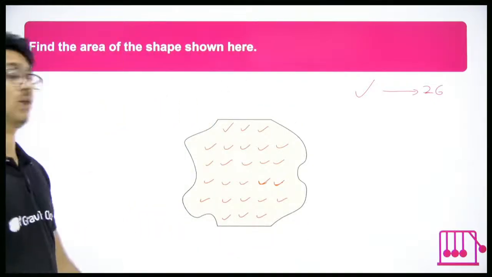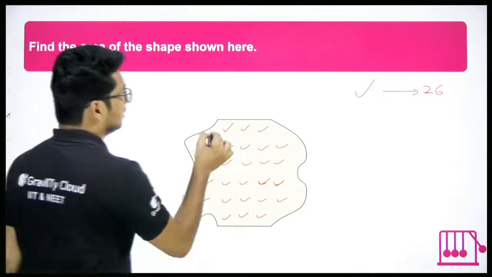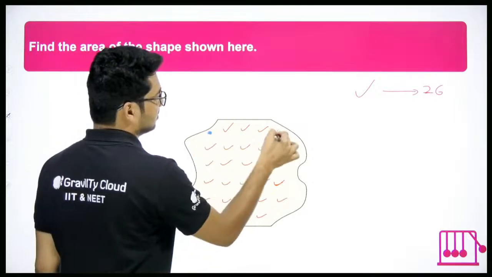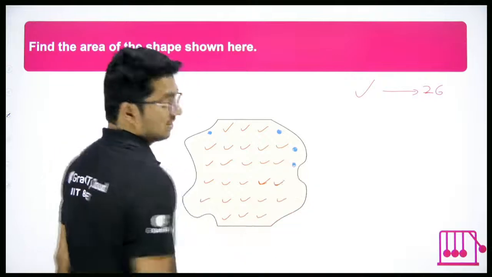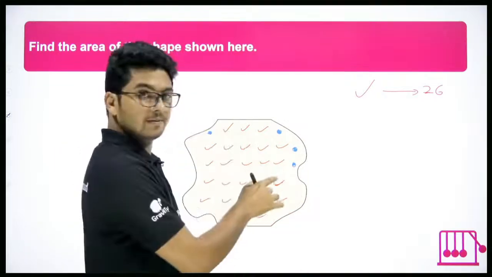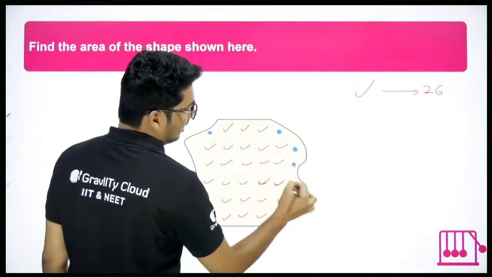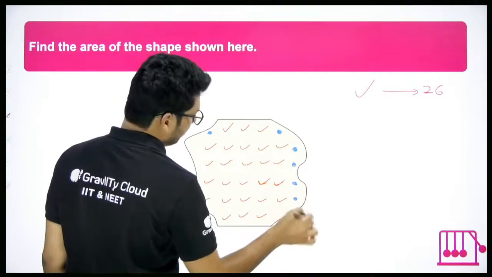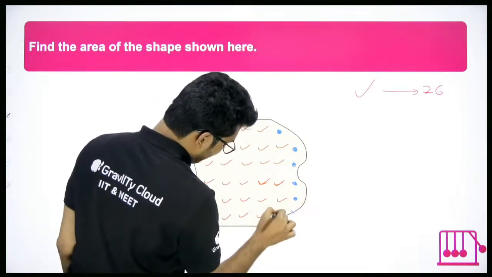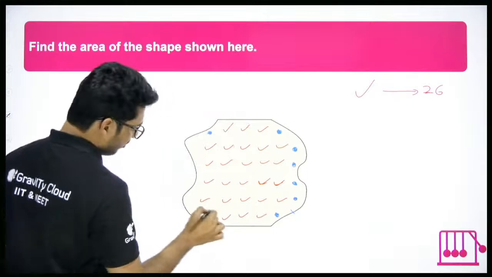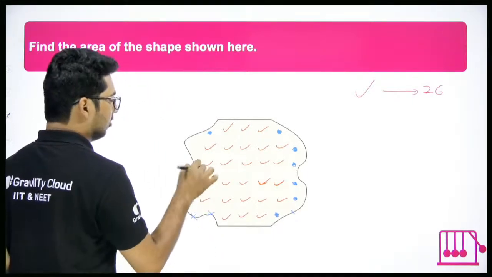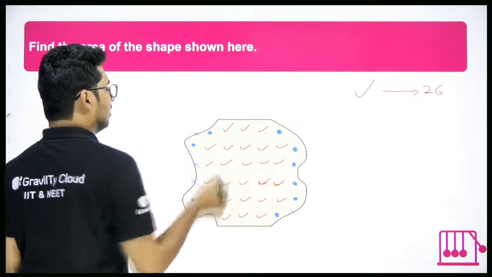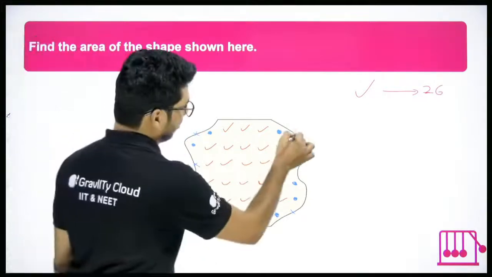Then we'll go into more than half squares. This square is more than half. This is more than half. This is more than half. This is also more than half. As I told you, it depends on your judgment. This is also more than half. This is not more than half. Then the rest alternate between more than half and not more than half.